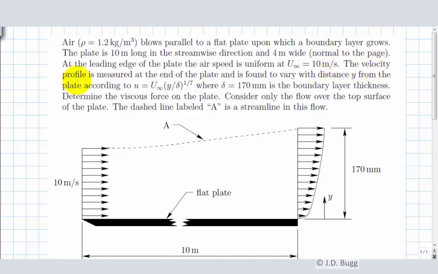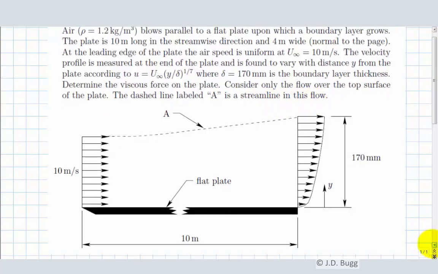The velocity profile is measured at the end of the plate and is found to vary with distance y from the plate according to u equals u infinity times (y over delta) to the 1/7, where delta equals 170 millimeters is the boundary layer thickness. Determine the viscous force on the plate. Consider only the flow over the top surface of the plate. The dashed line labeled A is a streamline in the flow.